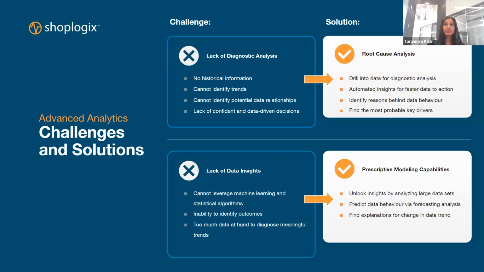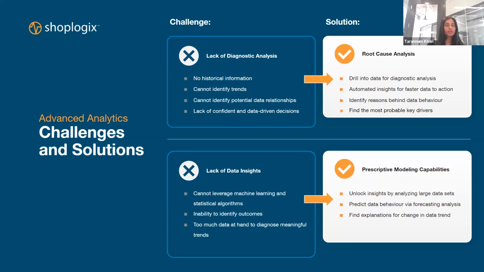Some challenges and solutions. We often hear from our customers that have deployed a system, or have tried to deploy a system in the past, or have even had a performance system for some years. Some challenges that are often overlooked or not quite addressed are a lack of diagnostic analysis. So there's no historical information available. There are trends, but they're only available for a certain time slot or a snapshot. Cannot identify potential data relationships.